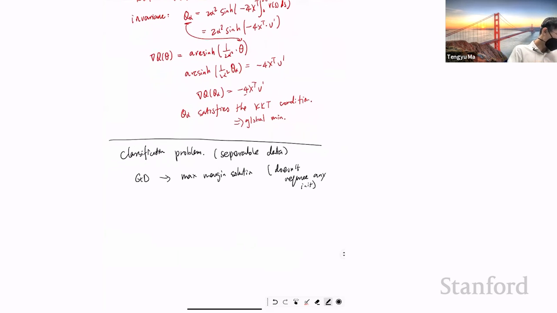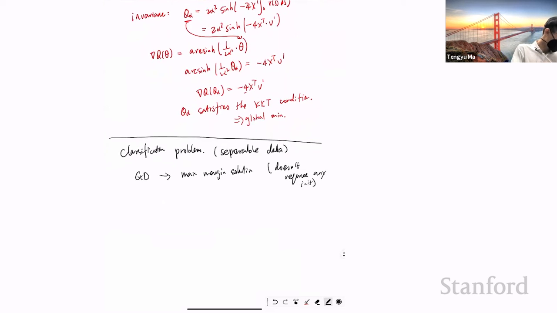So I'm going to start again with the setup. We have a data set (x_i, y_i) for i from 1 to n, where x_i are in R^d, and y_i is a binary label, +1 or -1.